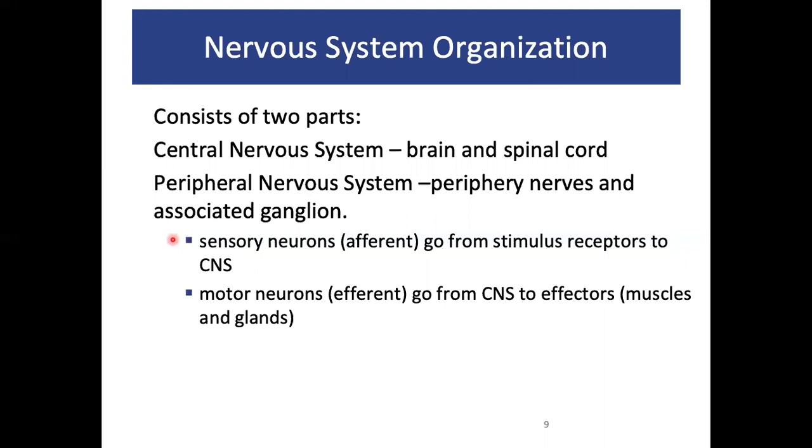The sensory nerves, let me see. So when we talked about thermoreceptors, that would be an example of a sensory nerve. It's going to go from your skin to your hypothalamus, right? And then a motor nerve is going to come from either the hypothalamus or medulla oblongata out to different types of muscles and glands to cause some type of an effect.